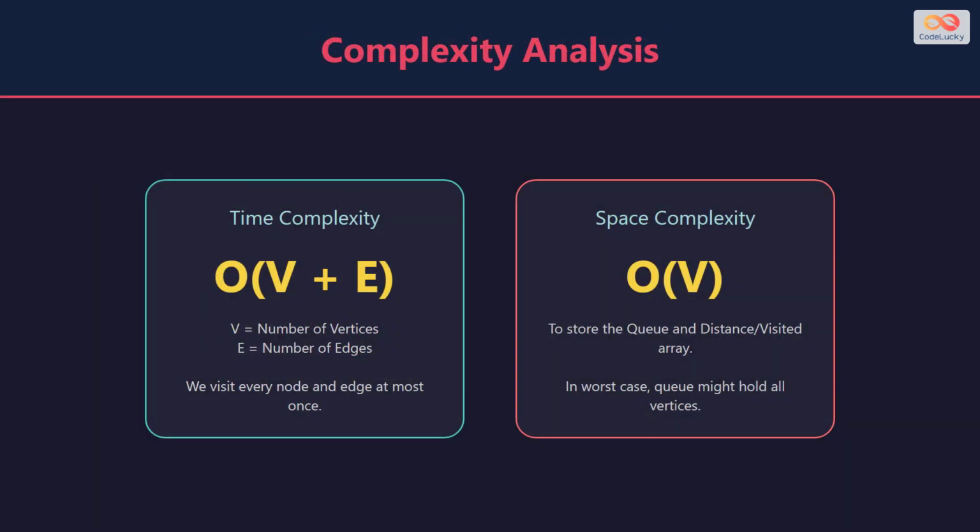Let's analyze the efficiency. The time complexity is big O of V plus E, where V is the number of vertices and E is the number of edges. This is because we process every node and edge at most once. The space complexity is big O of V, needed to store the queue and the visited array.